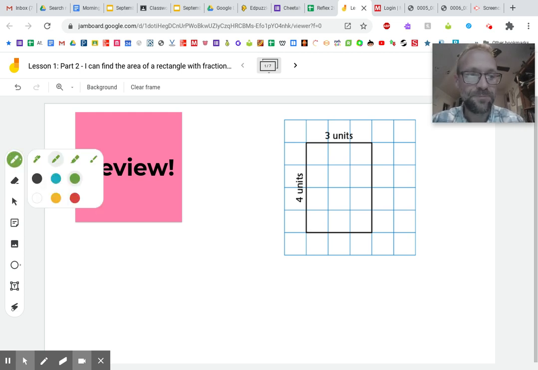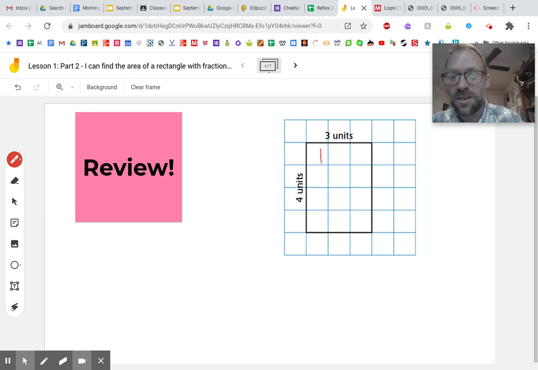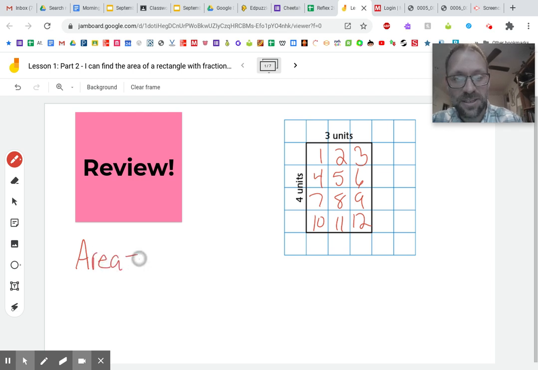So let's do that. We have 1, 2, 3, 4, 5, 6, 7, 8, 9, 10, 11, 12 squares. So we can say that the area of this rectangle is equal to 12 square units.